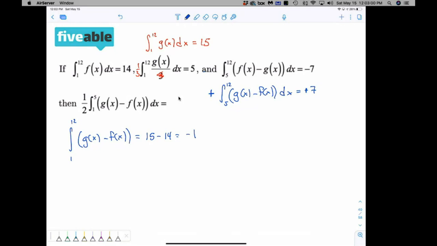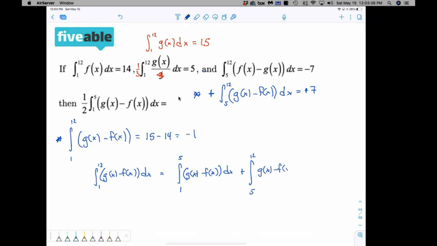So putting these two pieces of information together is what we need to do. Because the integral from 1 to 12 of g of x minus f of x dx can be broken into two smaller integrals. It can be broken into starting at 1 and going to 5 of g of x minus f of x dx. We're keeping the exact same integrand. And now we can break that up from 1 to 5, and then we can continue by starting again from 5 and going to 12, of g of x minus f of x dx. As long as we keep the integrand the same, we're all set.